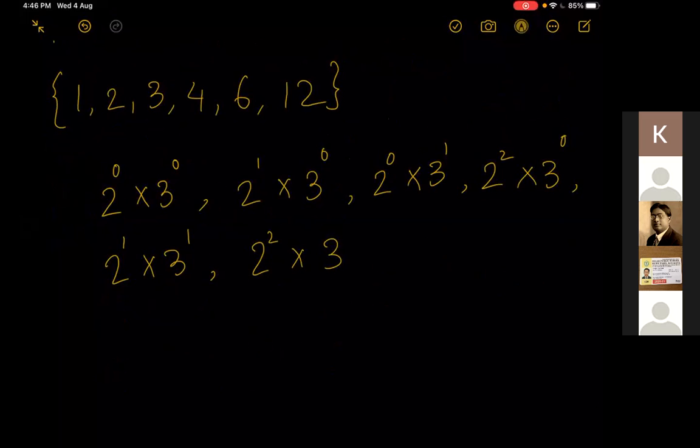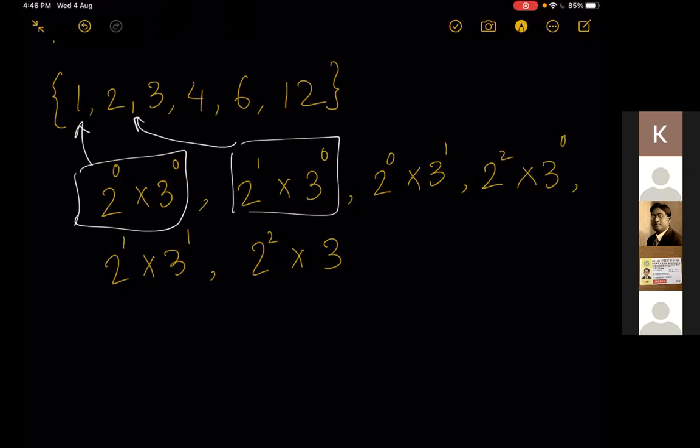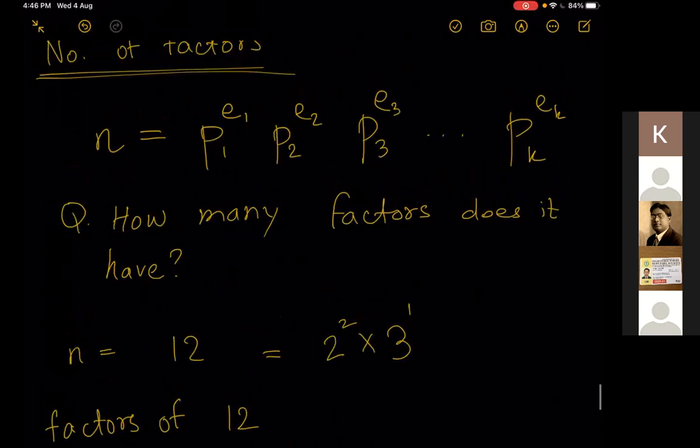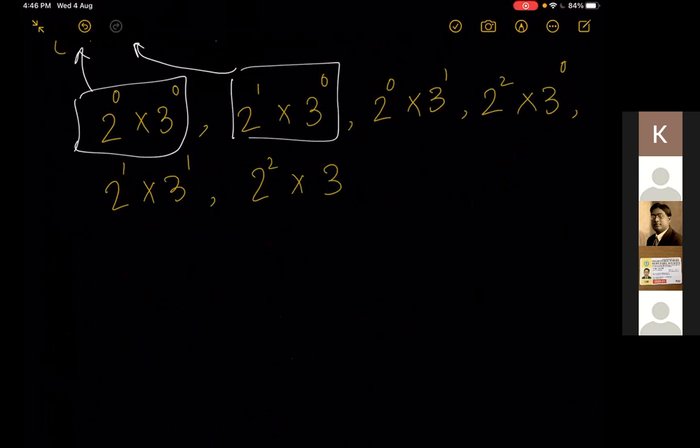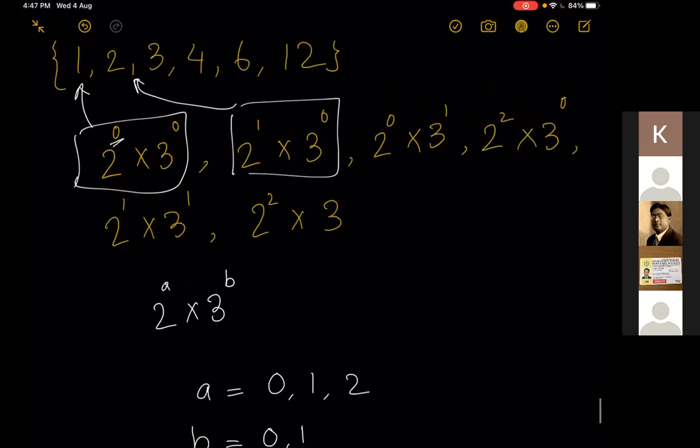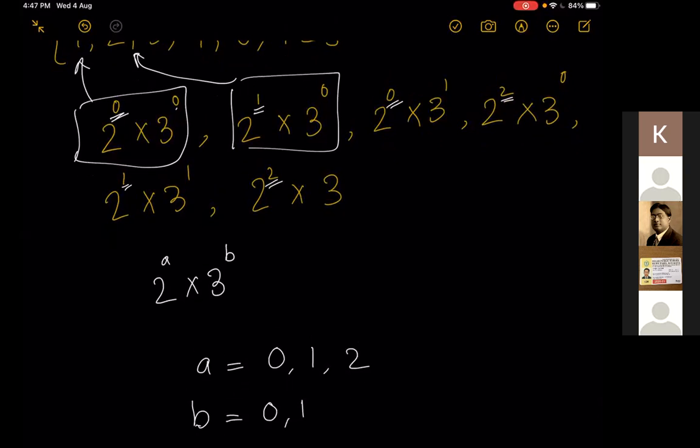Everyone just confirm, understood? Yes, sir. This is 1, this is 2. I have just written all of them using the fundamental theorem of arithmetic, in that notation, nothing else. Now if I write 2 to the power a into 3 to the power b, let me make a table of the possibilities. A is 0, 1 or 2, and B can be 0 or 1. Here A is 0, A is 1, A is 2, A is 1, A is 0, A is 2. Similarly, here B is 0 or 1: 0, 0, 1, 0, 1. This is again 1.